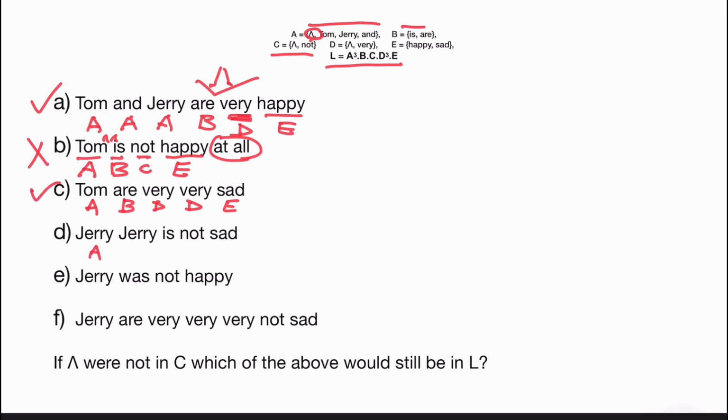Let's move to D. This is A, is B, and not is from C. Sad is from E. Correct. So the next one, was, is a problem. It's not defined anywhere. Okay, so we can immediately stop there. That is not valid. Finally, F, Jerry, A, B, very, so 3, D, and not is C, Z is E.